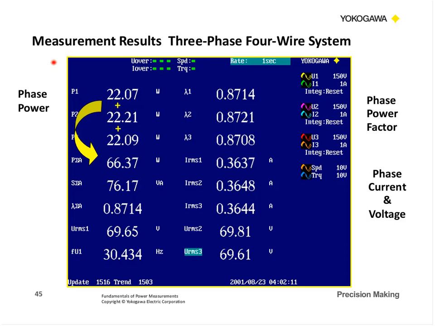Here's an example of my four-wire connection. Looking at my currents, we had the power up here, the phase power is 22 watts. We've got the phase currents over here, each of them about 0.36 amps. And we had the voltages down here, the RMS voltages, each of them about 69 volts. And we can measure the phase power factor on each one. So you get to see all the phase parameters.